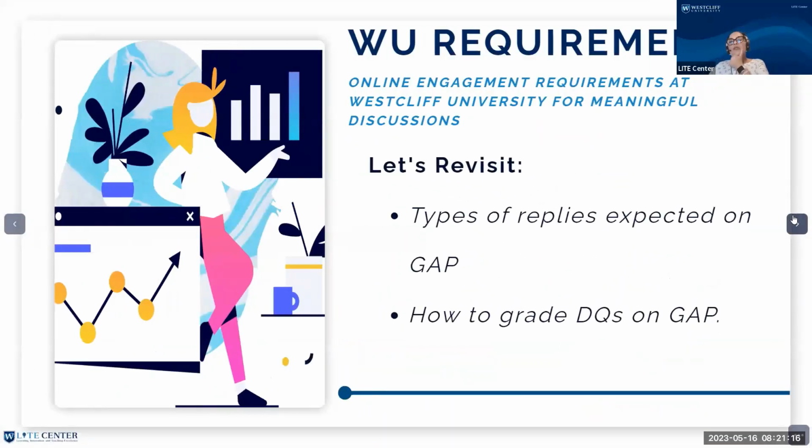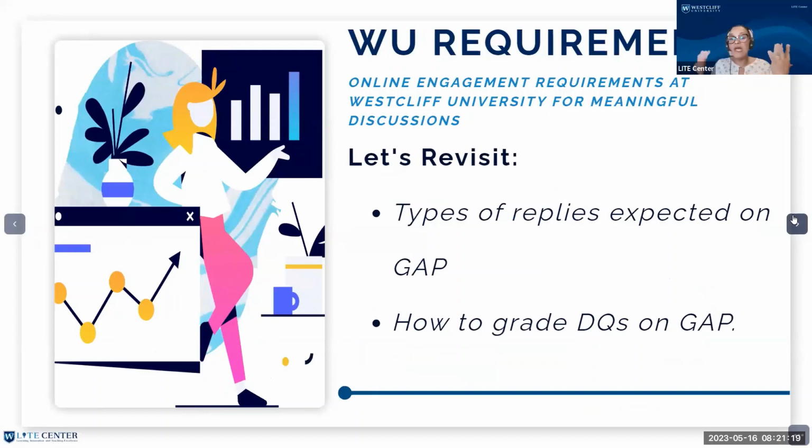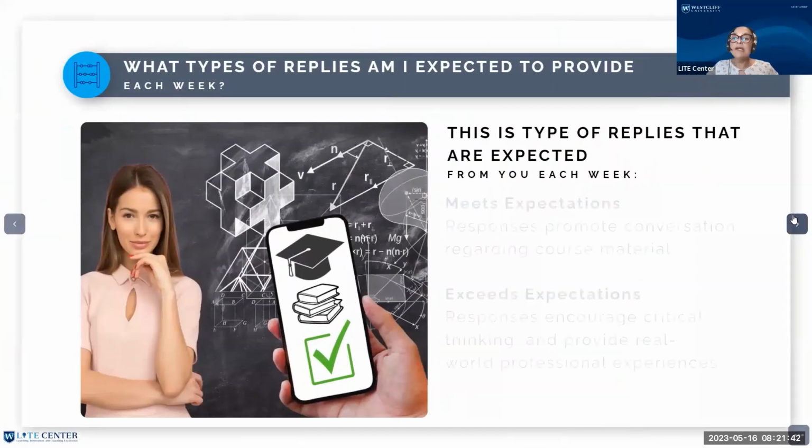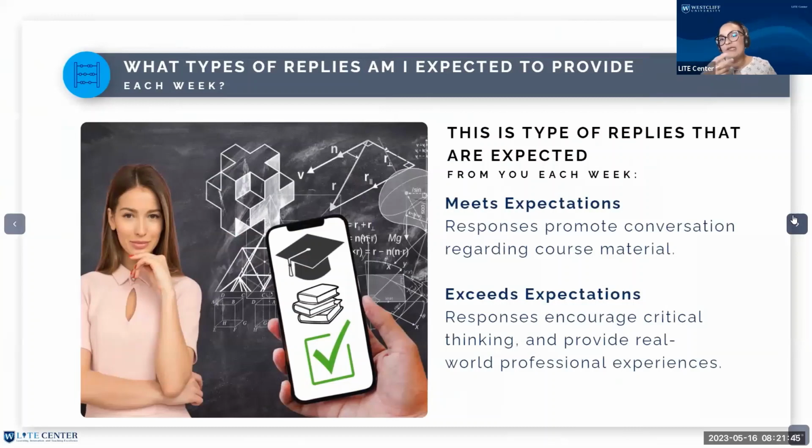Now, let's talk about university requirements. What type of replies do you think we are expected to give, and how can we grade DQs? You might know already how to grade DQs, but I've been taking lots of courses, and I know that some of us still need training on how to do this properly because we need to use a rubric for this purpose. So basically, what type of replies are we expected to give each week to our students? It has to be responses that promote academic conversations online regarding the course material.